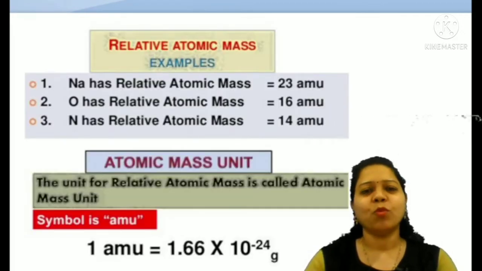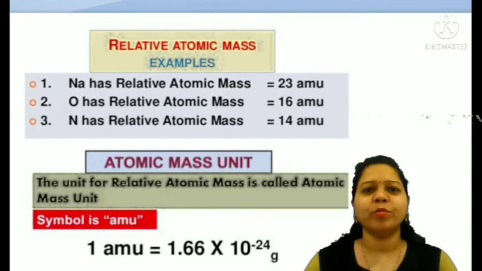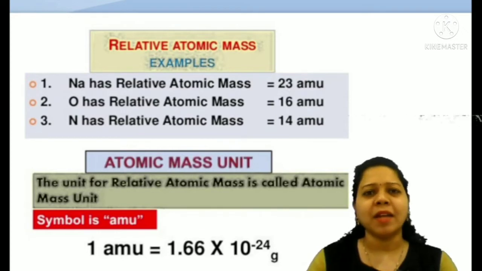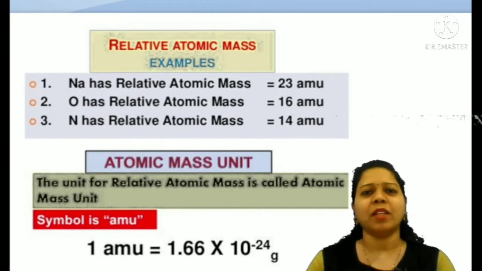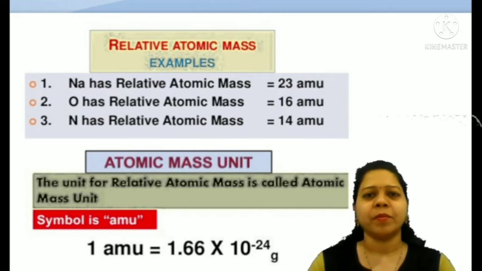Relative atomic mass, what are we actually doing? It is difficult to calculate the mass of any object. That's why in our day-to-day life also we compare the masses of 2 objects, which is easier as compared to calculating the mass of a single object. We compare the mass with the mass of another object. That's why we say it is a relative atomic mass.